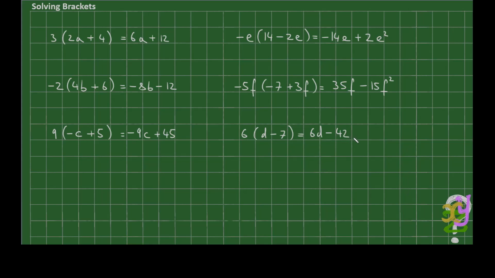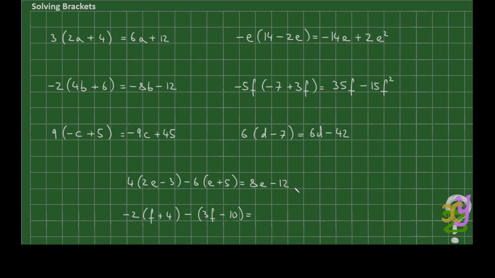How did you go? Hopefully well. And because you have done so well, here is a reward. Another 2 questions. Alright, so in front of the first bracket I have a 4. So 4 multiplied by 2e is 8e. Then 4 multiplied by negative 3 is negative 12, and that is the first bracket solved.